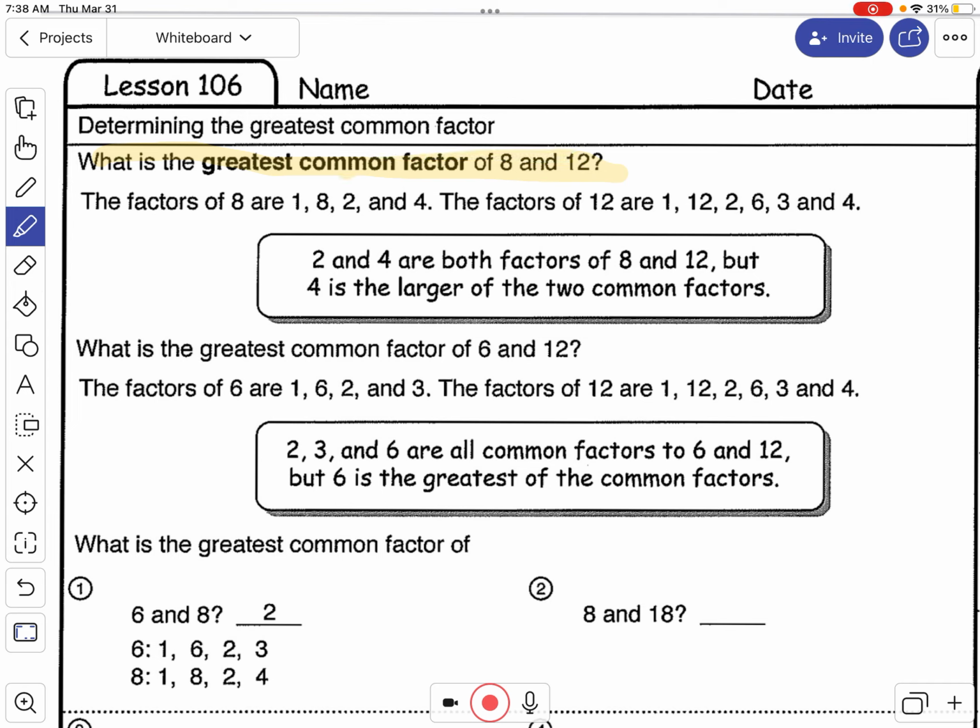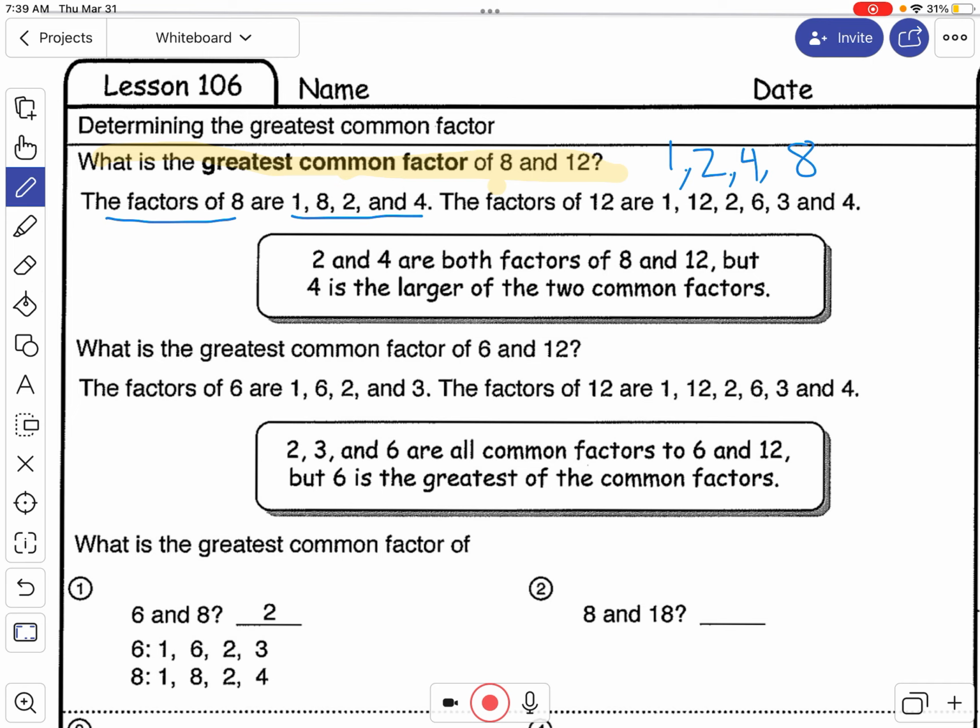What this is asking for is you have to find the factors of 8 and 12 and then pick the biggest number in both lists. The factors of 8 are 1, 8, 2, and 4. So 1 times 8, 2 times 4. But commas in between always on this. And those are my four factors of 8.